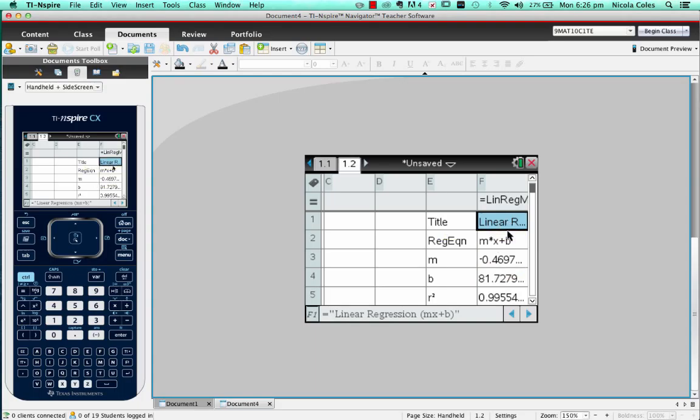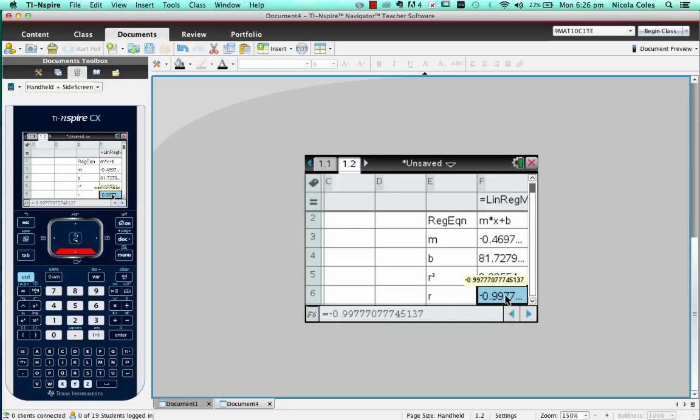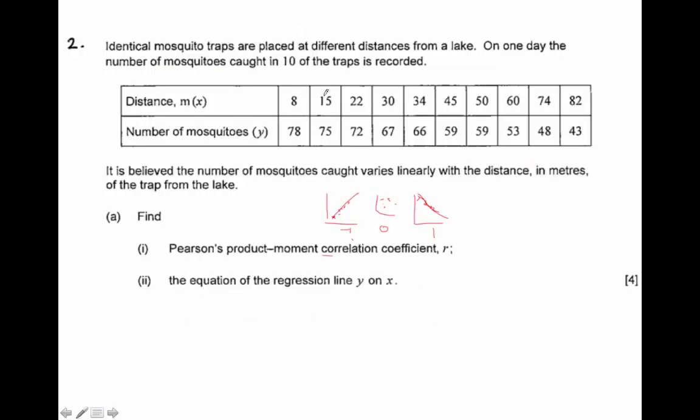So it says in the form y equals mx plus b, m, which is the gradient, is -0.4697, plus b, which is the y-intercept, is 81.7. R squared, we don't need R squared, the Pearson's is R. So your Pearson's value is -0.9977.